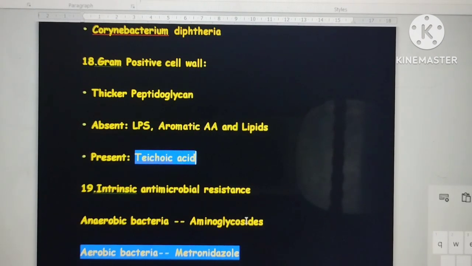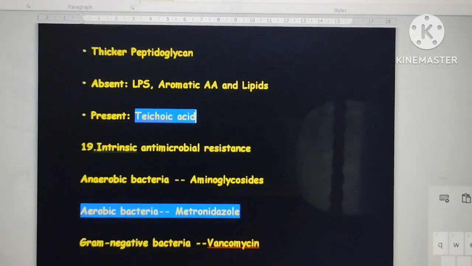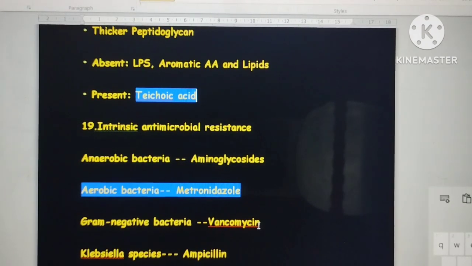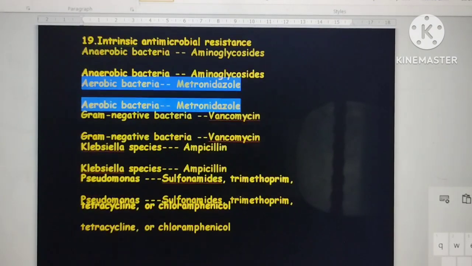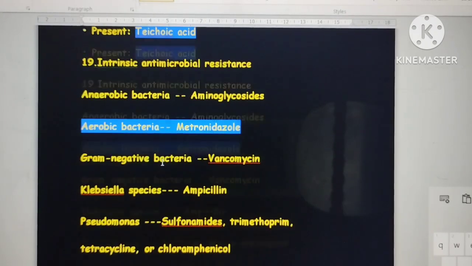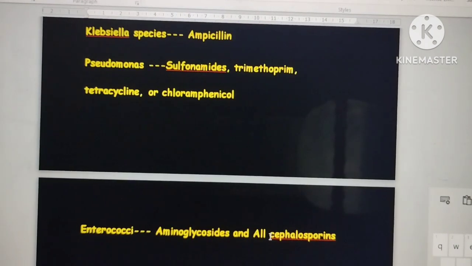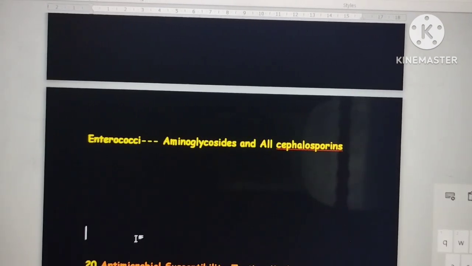It generally shows an intrinsic resistance to aminoglycosides, and aerobic bacteria is mainly for metronidazole. Gram-negative bacteria are usually resistant to vancomycin because vancomycin is used for gram-positive bacteria. So Klebsiella species is for ampicillin, Pseudomonas for sulfonamides, trimethoprim, tetracycline and chloramphenicol. So here this has been asked, okay, metronidazole. And enterococci are resistant to aminoglycosides and the cephalosporins. So these are all the compilation of the intrinsic resistance.